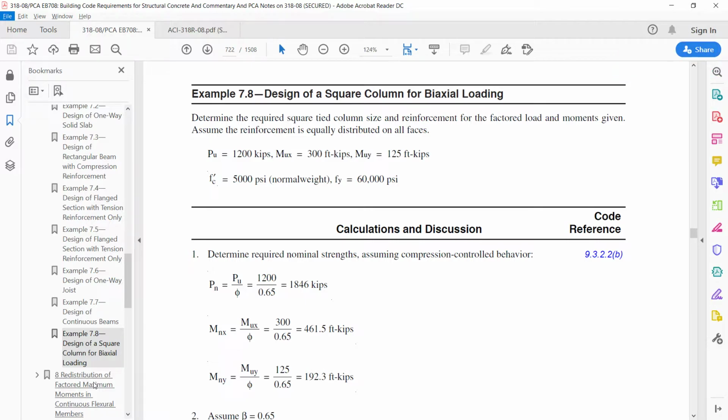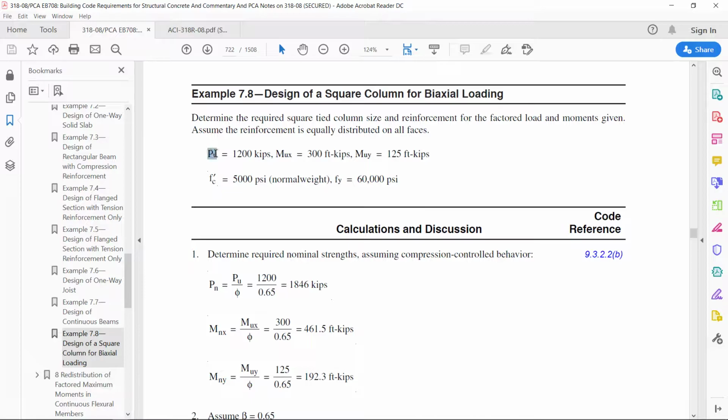In this video we are going to check the design of a square column for biaxial loading. This is problem number 7.8. The conditions are as follows. Determine the required square tied column size and reinforcement for the factored load and moments given. Assume the reinforcement is equally distributed on all four faces.